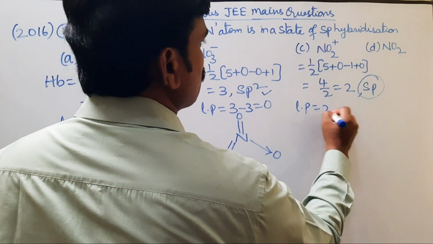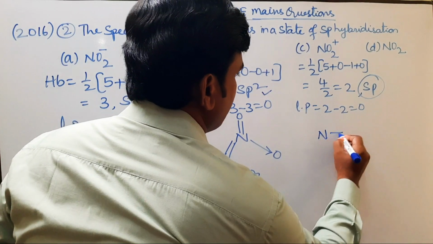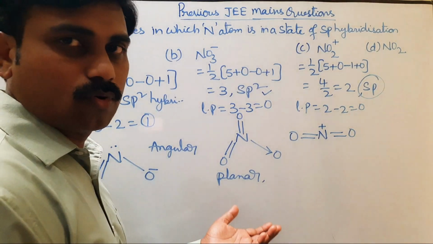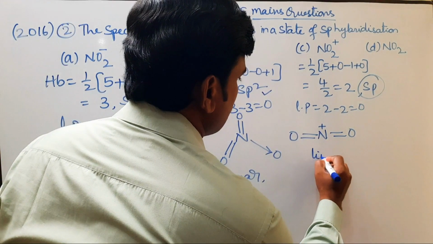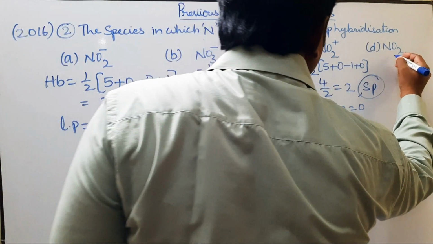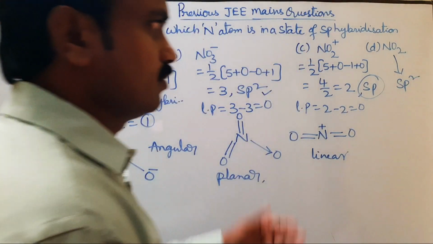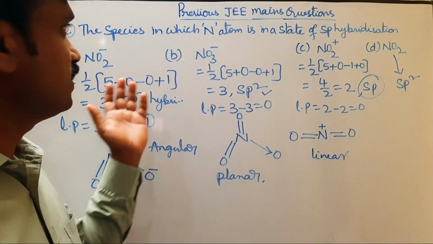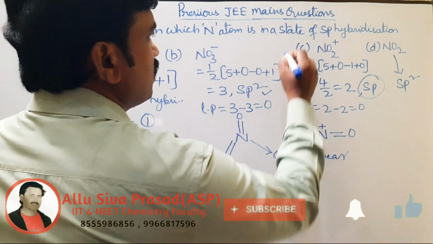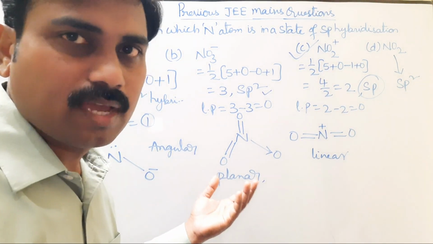Now lone pairs equal to 2 minus 2, 0 lone pairs. Structure: N double bond O and also double bond O. Here it is a plus charge. So the NO2 plus structure is like this. It is a linear structure. And option 4, NO2: actually in NO2, the central atom nitrogen undergoes sp2 hybridization. So for our question, the species in which the N atom is in a state of sp hybridization, option C, NO2 plus ion, is exhibiting sp hybridization.